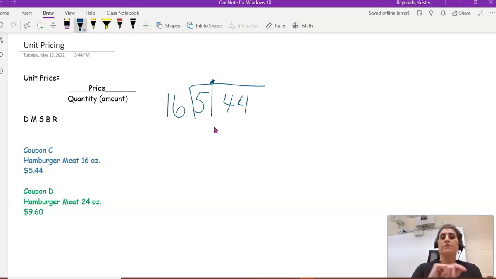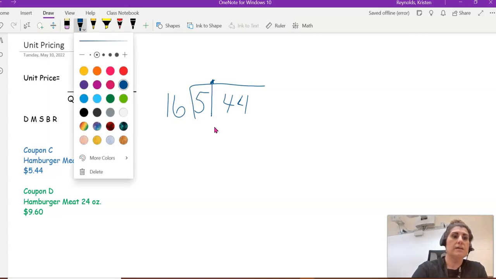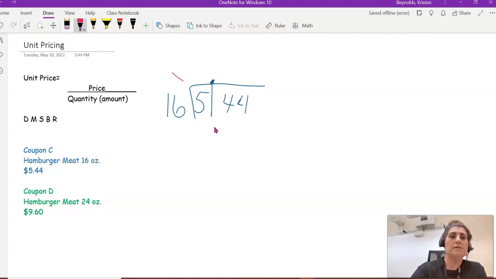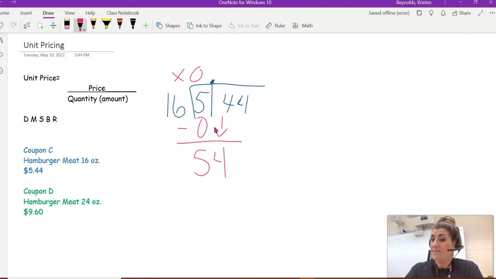Okay, so the first question I'm going to ask myself, and I go through this every time, so I put a multiplication sign there just to help me remember, is how many times does 16 go into 5? Well, I can't put 16 into 5. It's too big. So that would be 0. Now, if I need to do out the math, 0 times 16 is 0, because anything times 0 is 0. And I'm going to end up with 5, subtract, right? So bring down this 4. And now I have 54.